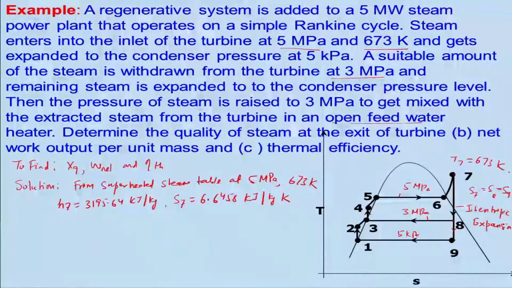Therefore, I can use that to find the quality, and once I know the quality, I can evaluate the properties here, because from the saturated steam table I can get the saturated conditions corresponding to 3 megapascal, and also at 5 kilopascal, the saturated vapor conditions. If I know the quality, I can evaluate H9 very easily, and then we can do the calculation. So, let us look at that.